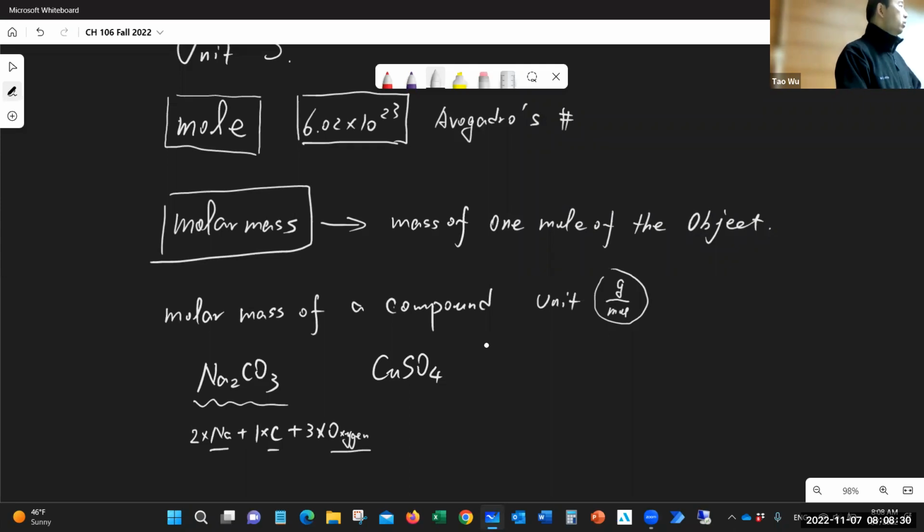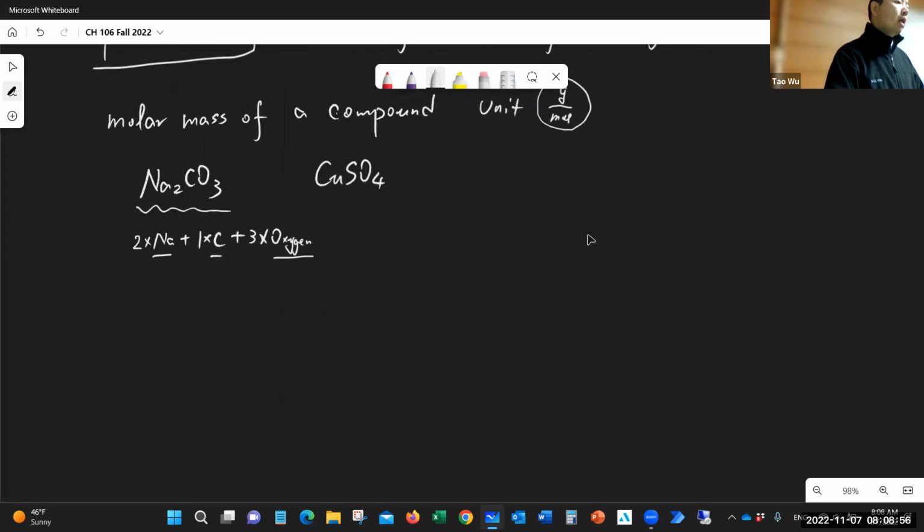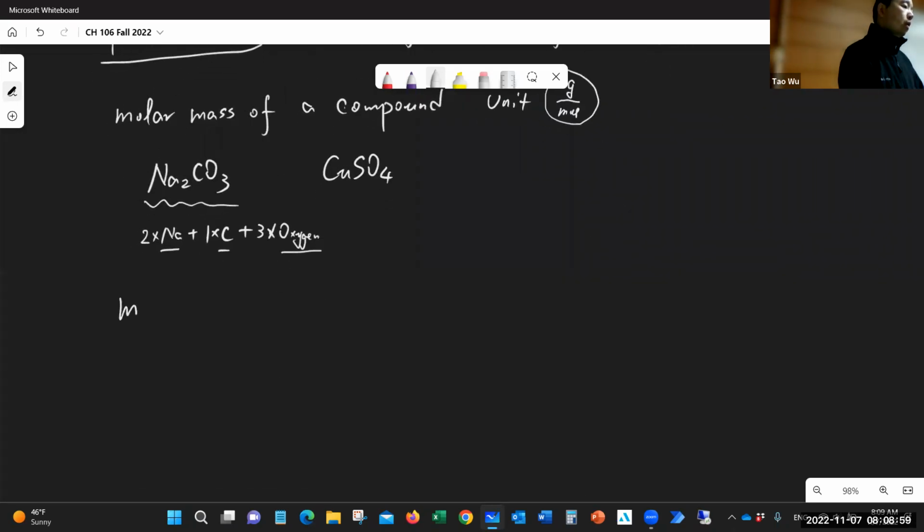You can also use the molar mass as a conversion factor, because you can convert this mass to moles. The molar mass tells you 1 mole of the object equals how many grams. So if we have 0.5 moles of the object, you can convert that to grams also, right? So you can use the molar mass as a conversion factor between mass and mole. That's why later we talk about how to convert mass to mole, and how to convert mole to mass.